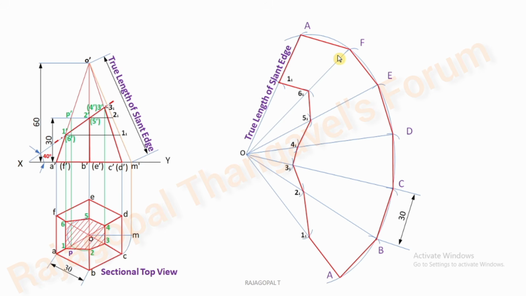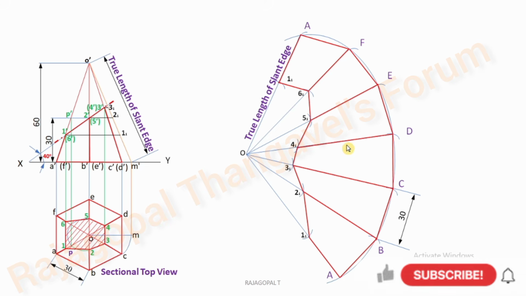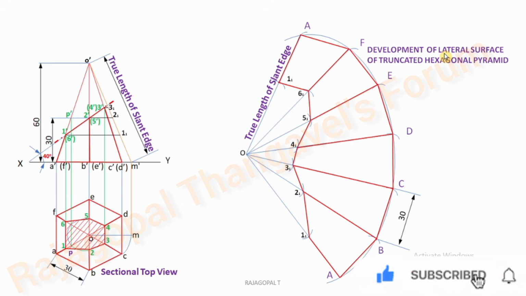Now we have to shift or transfer the remaining portion of the solid. You can check here 6 1 to F. It is the remaining portion of the solid, 6 dash to F dash in the front view. You can check the remaining portion: 6 1 to F, 5 1 to E, 4 1 to D, 3 1 to C, 2 1 to B. So this is the complete lateral surface. This is the development of the lateral surface of the truncated hexagonal pyramid.